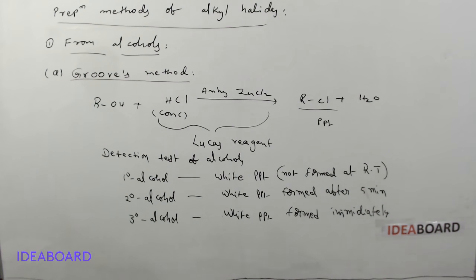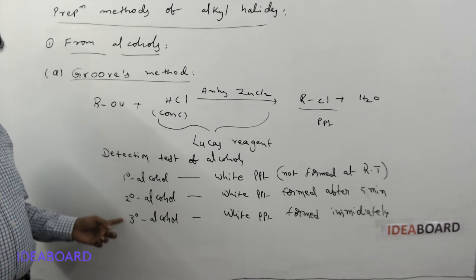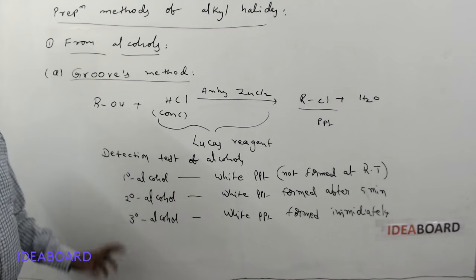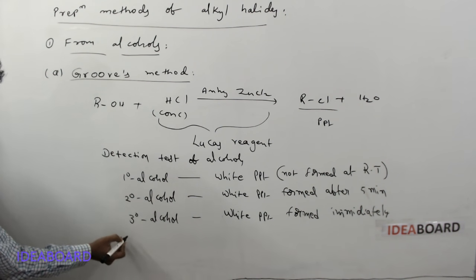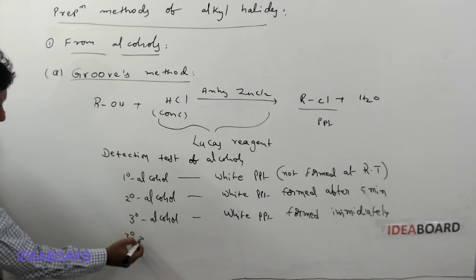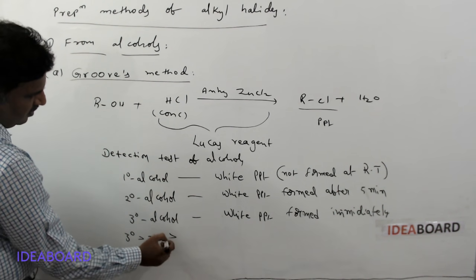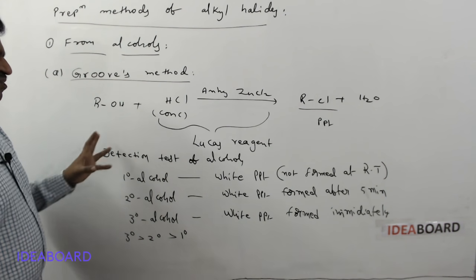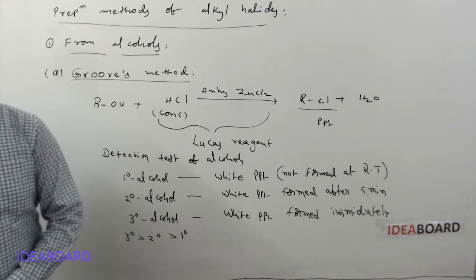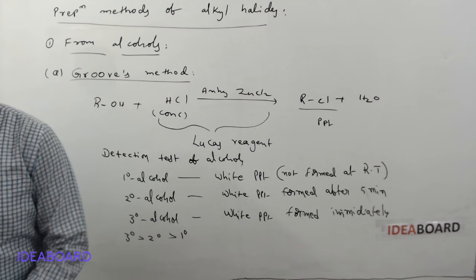Based on the reactivity order, from these reactions we can say tertiary alcohols are more reactive than secondary, and secondary alcohols are more reactive than primary alcohols. This is simply called the Groves method, and we will take the details of this method.